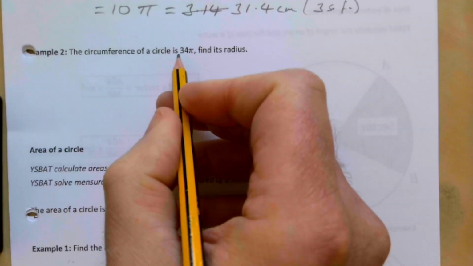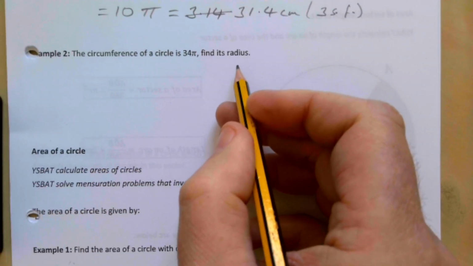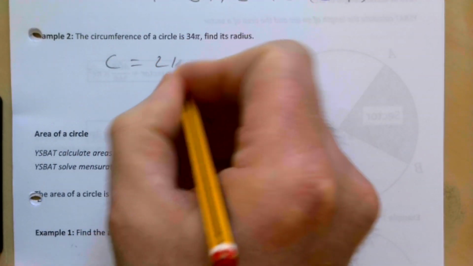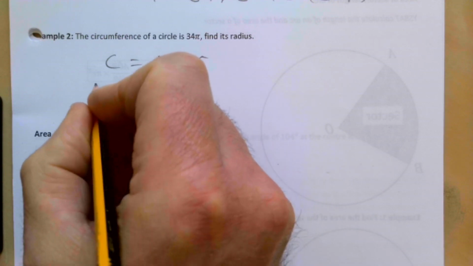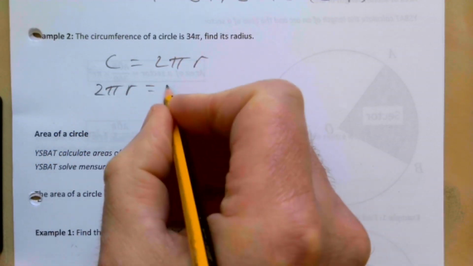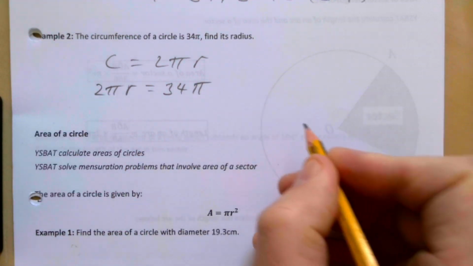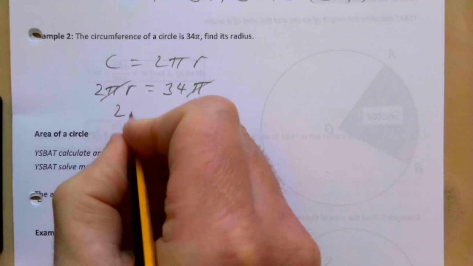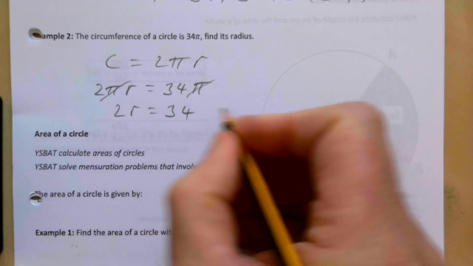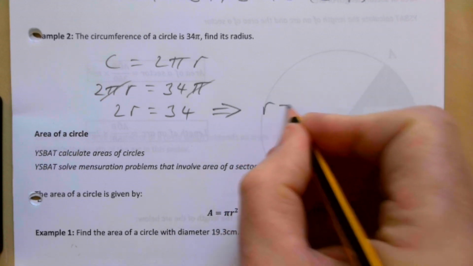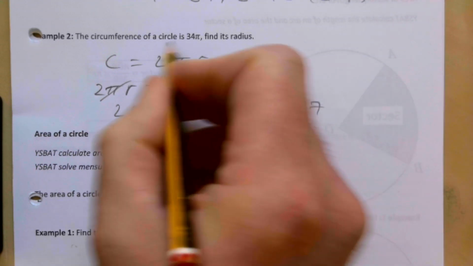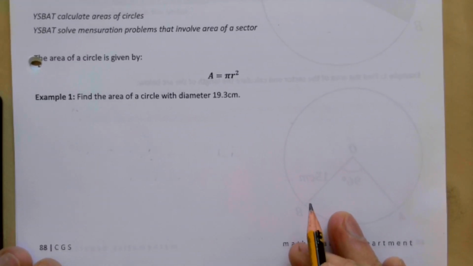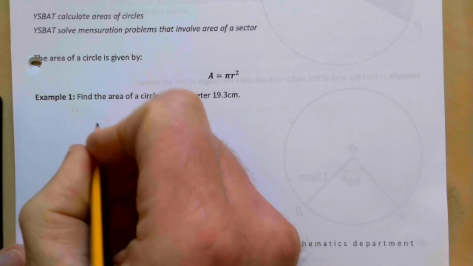The circumference of a circle is 34 pi. Find its radius. A slightly unusual one here because they've given it in terms of pi, but if C is 2 pi r, that means we have 2 pi r is 34 pi. If we divide both sides by pi, that cancels that. So we have 2r is 34, and that means that r is going to be 17. There's no unit given in this, so we don't have any unit in there.